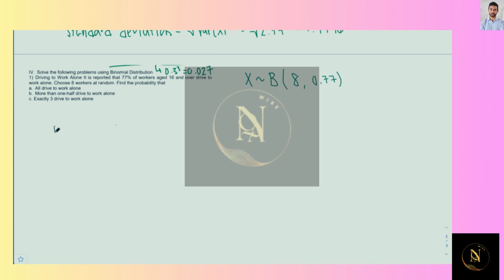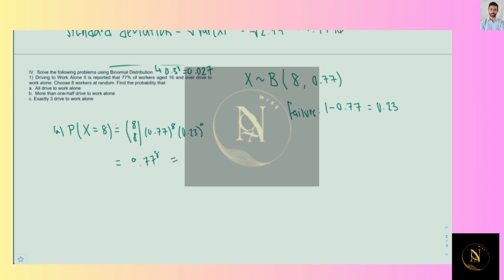Okay, so part A is the probability that all of them drive to work alone, so that X is equal to 8. So that's going to be 8 choose 8. Success probability 0.77. I want 8 successes. And failure probability is 1 minus 0.77, which will be 0.23. I don't want any failures, so 0 of those. 8 choose 8 is 1, and 0.23 to 0 is also 1. So this is just 0.77 to 8.